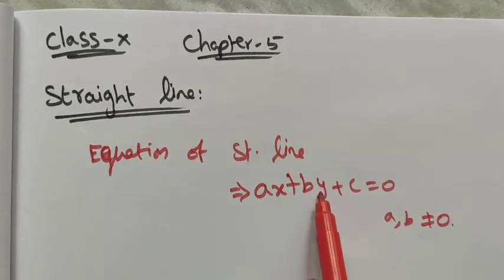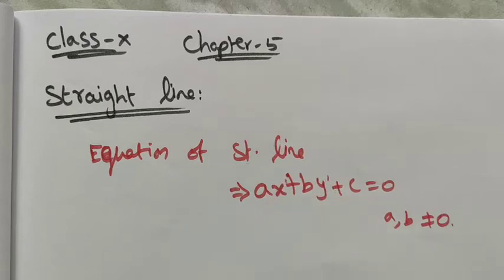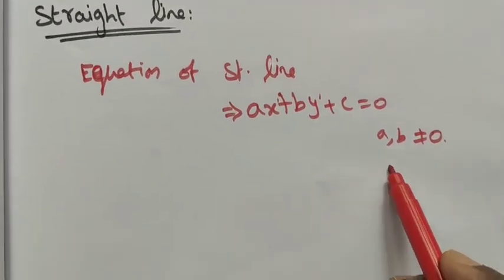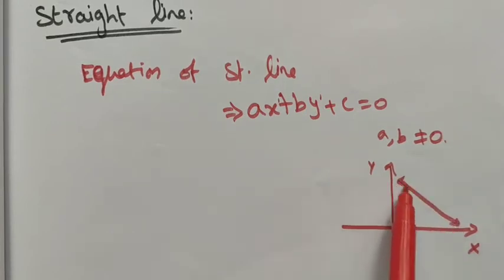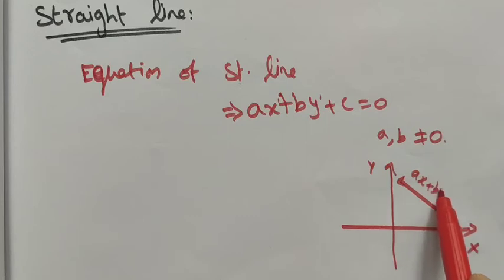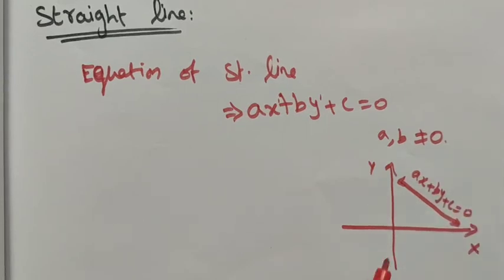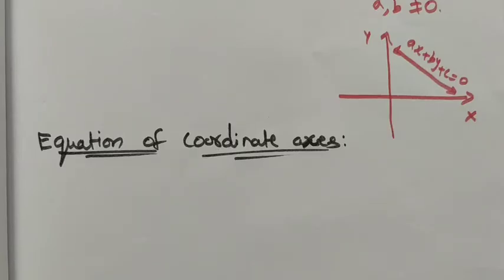See, the variables x and y have power 1, so we call it a first degree equation. This is the equation of a straight line in standard or general form. For graph representation, this is the x-axis and y-axis. The equation of the straight line is like this: AX plus BY plus C equal to 0. Here A and B are real numbers, x and y are the variables, and C is the constant. Next we see the equation of the coordinate axes.